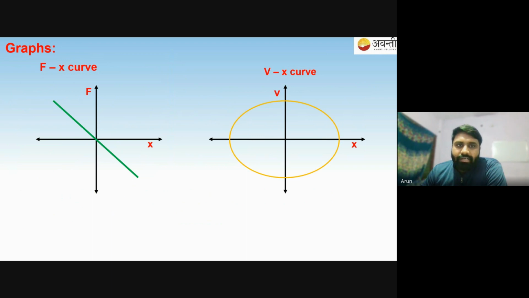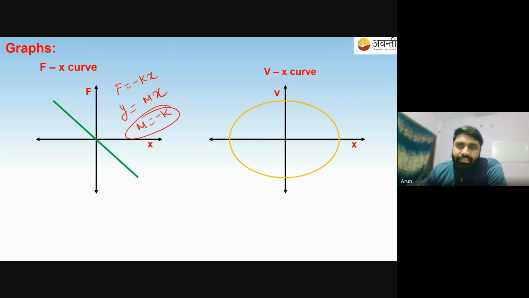Now if you see the graph for the F-x curve, it will be a straight line with negative slope passing through the origin, because F equals minus kx. It is the same as y equals mx, where m equals minus k, which is the negative slope. So this will be a straight line passing through the origin with a negative slope.